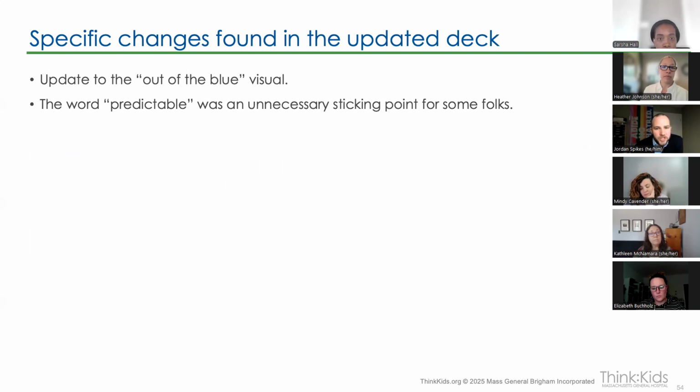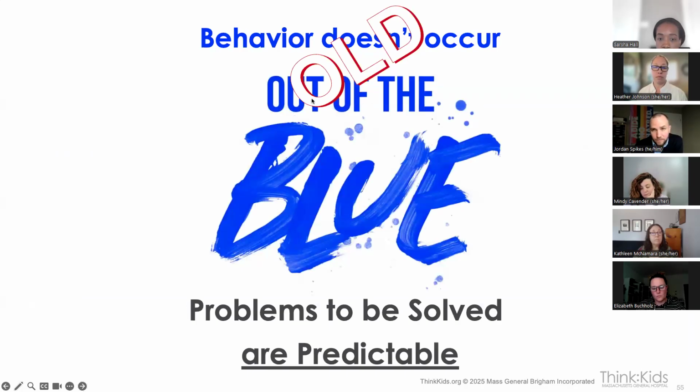So more changes: the out of the blue slide visual that we've used for a long time. The stumbling point was that problems to be solved are predictable. We get a lot of pushback from that. We all can understand what we mean by that. It doesn't mean we can predict things in the future, but if we see a behavior happen, we're able to dissect it and understand that there's a situation that will likely lead to it, right?